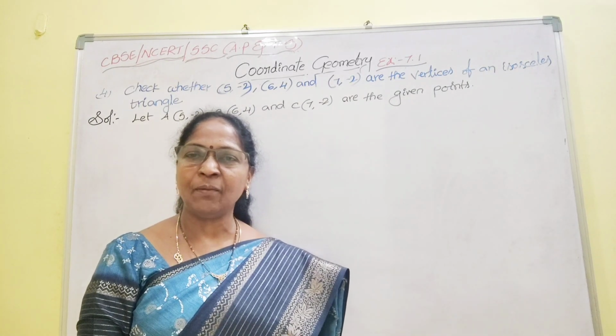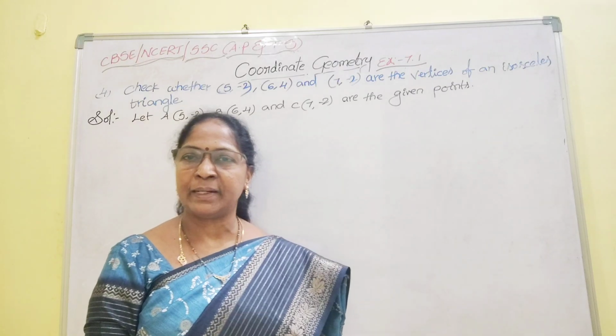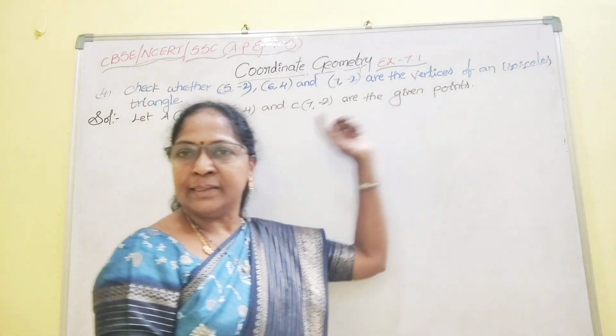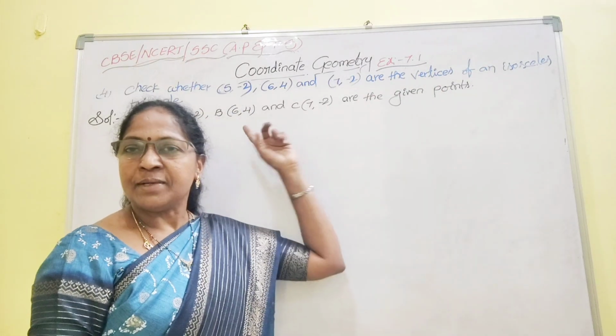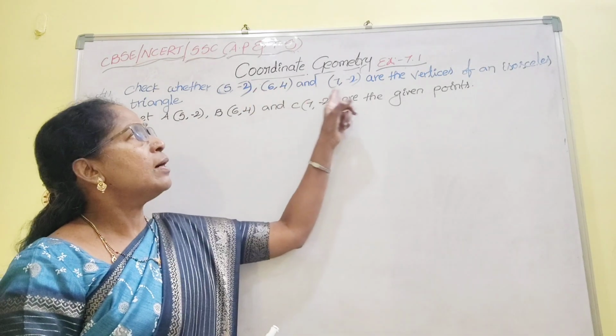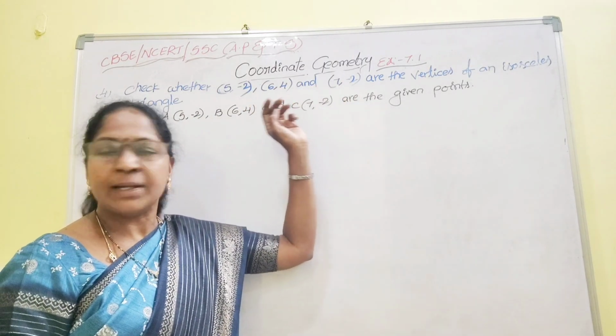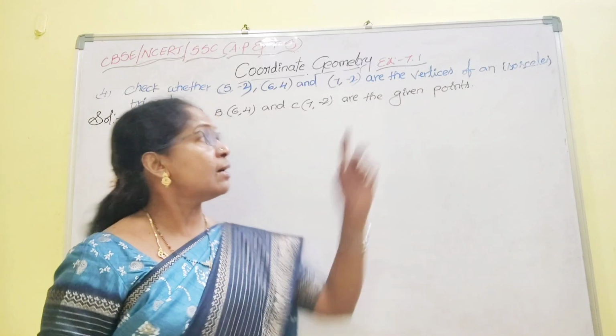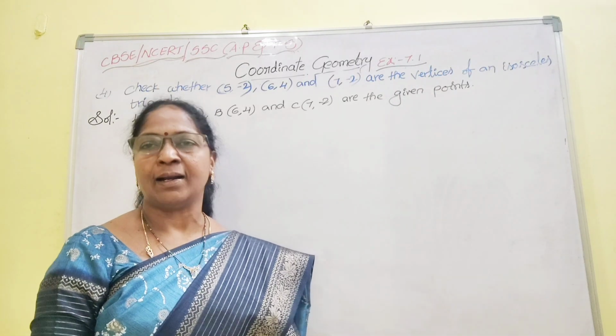Today in this video, I am going to explain coordinate geometry. Exercise 1, fourth problem onwards. The first question: check whether the points 5, minus 2, 6, 4 and 7, minus 2 are the vertices of an isosceles triangle or not.